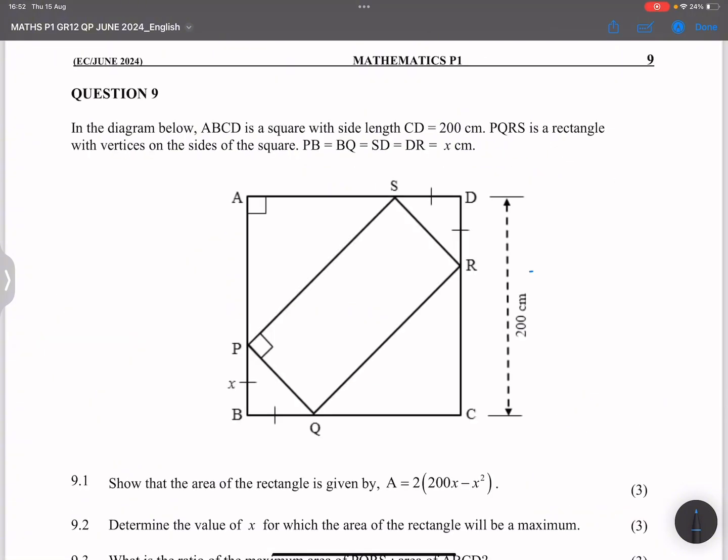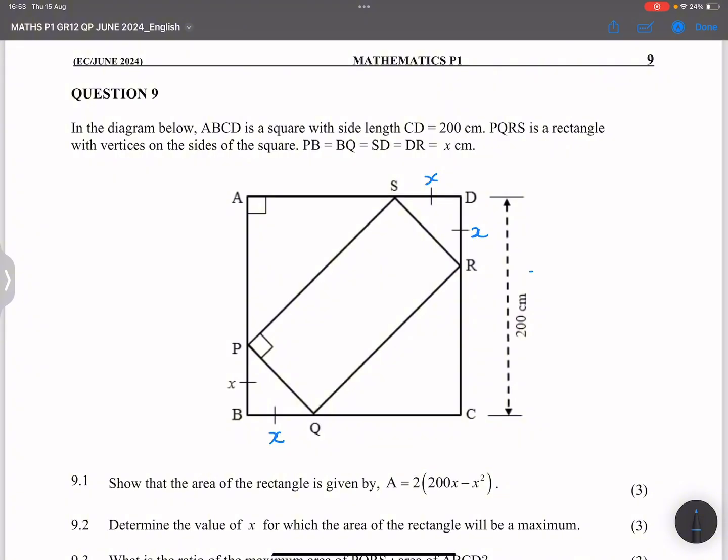Now, let's go on to question 9. They say in the diagram below, we've got ABCD, which is a square with a side length CD of 200 centimeters. PQRS is a rectangle with vertices on the sides of the square. And they say PB, BQ, SD, as well as DR is equal to x. So there it is, it's demonstrated there. So all of these are equal to x.